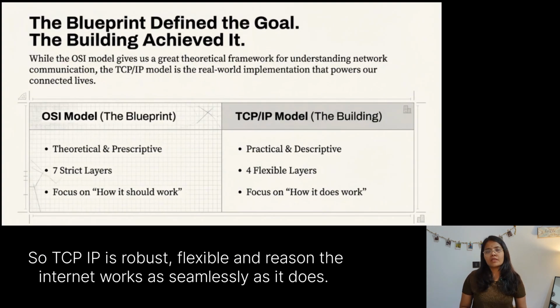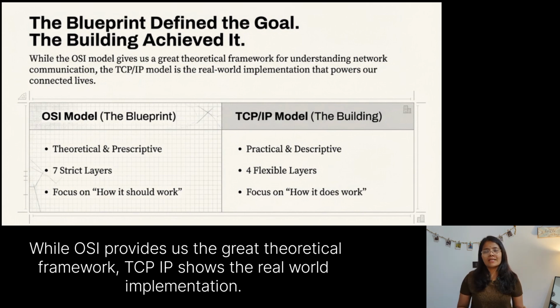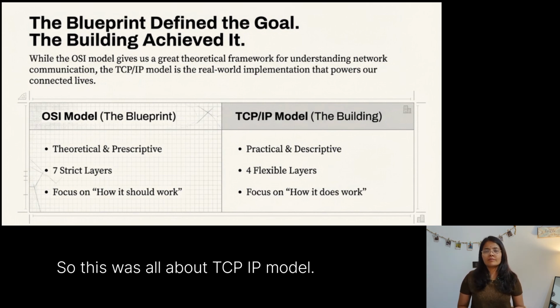So TCP/IP is robust and flexible, and the reason the internet works as seamlessly as it does. While OSI provides us a great theoretical framework, TCP/IP shows the real-world implementation. So this was all about the TCP/IP model.